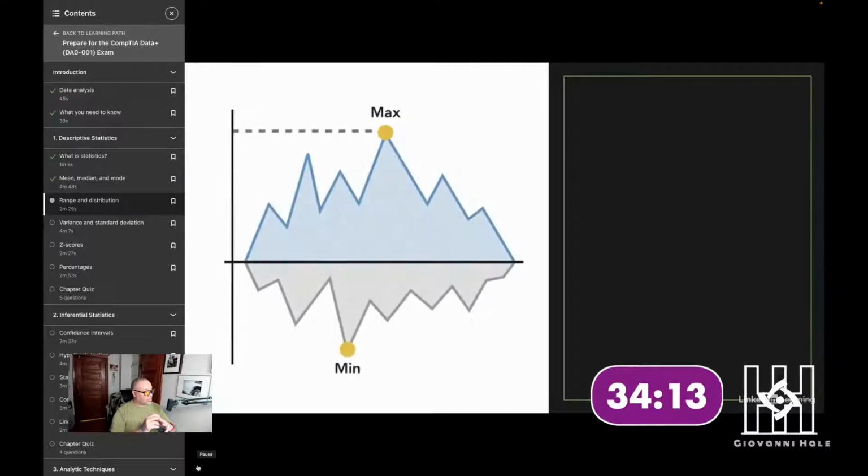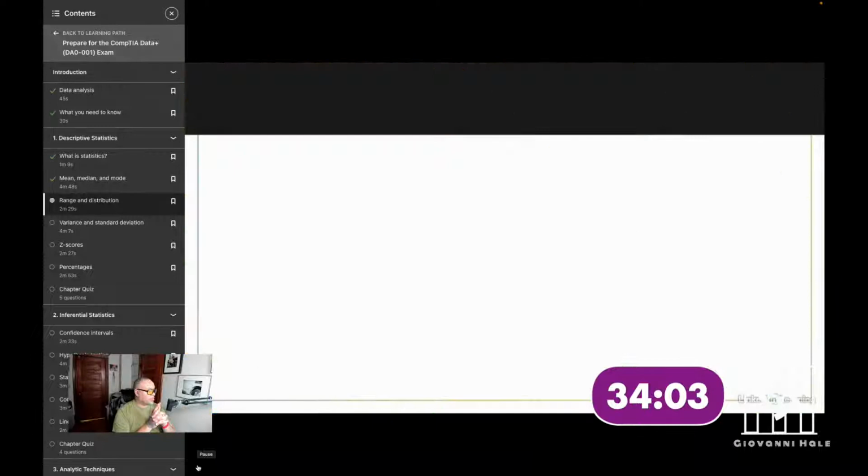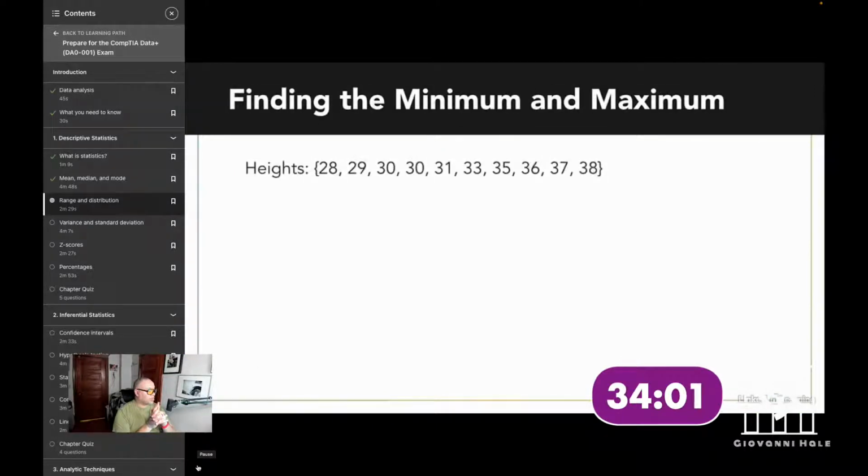Let's start with the simplest measures of dispersion. First, we have the minimum and maximum values in a dataset. These are very straightforward to identify, particularly if our dataset is sorted. Here's that height dataset that we worked with in the last video. It's already sorted, and we can find the minimum value in this dataset by simply locating the smallest value, which is 28. Similarly, we can find the maximum value by finding the largest value, which is 38.